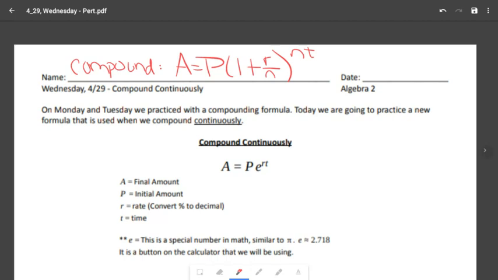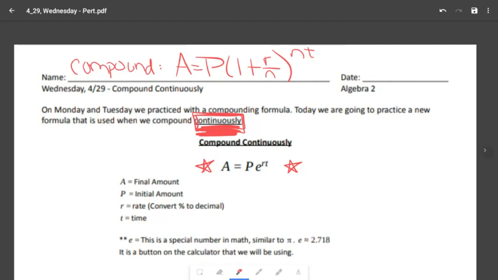There's a second compound formula. This one specifically is when we do what we call compound continuously. When this special word continuously is in the problem, we're going to use this new formula here: A equals P times E to the RT power.